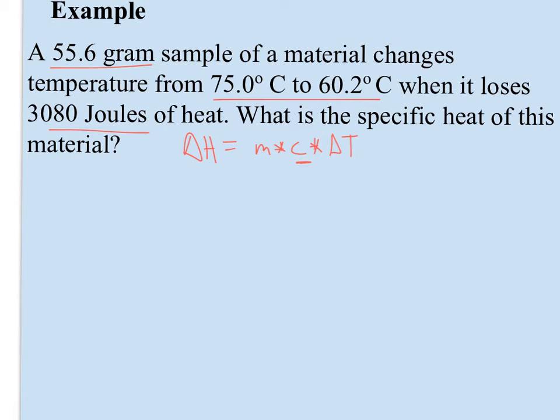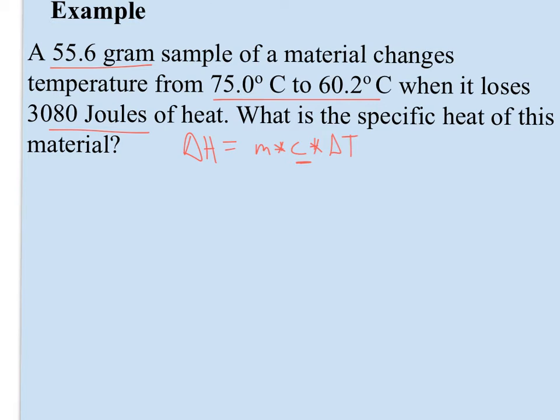C is what I'm trying to find. And the change in temperature, if I just do some quick math on the side here, the change in temperature is 14.8 degrees Celsius. So solving for C, I need to divide both sides by 55.6 times 14.8 to get C isolated alone.